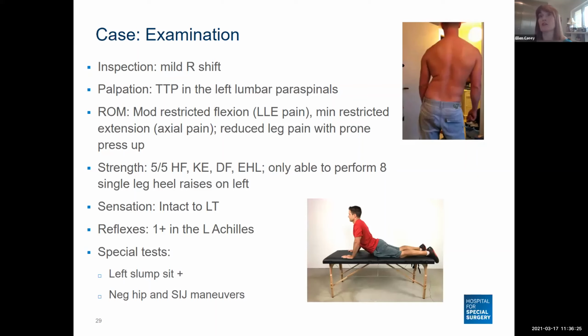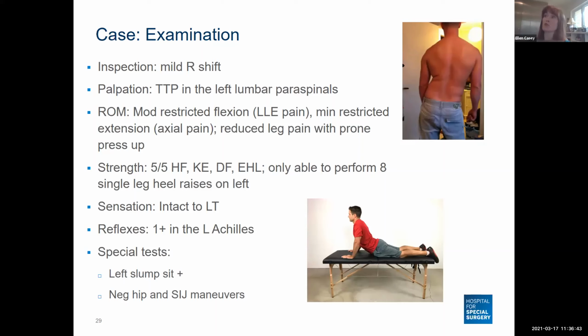Really only tender in the left lumbar paraspinal. Sometimes you'll really feel some hypertonicity in those muscles. So you can think that they're having a muscle spasm situation, which certainly there is an element of that, but the underlying driver is usually something deeper. In this case, we're thinking possibly a disc herniation.